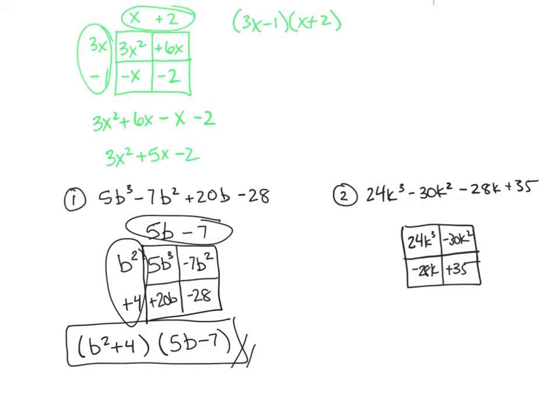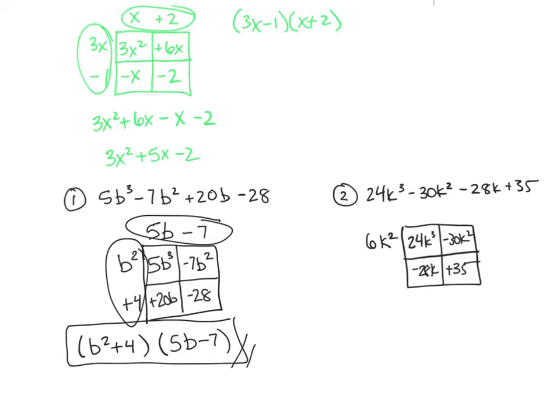So now we have to find out what side lengths we could possibly have. Well, what do 24k cubed and negative 30k squared have in common? They're going to have a k squared, and with the 24 and the negative 30, they both have a 6 in common. So it's going to be 6k squared.